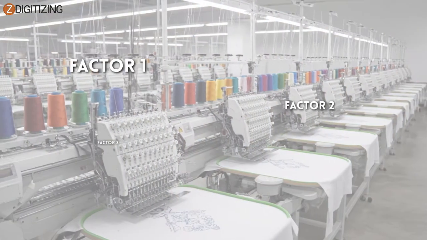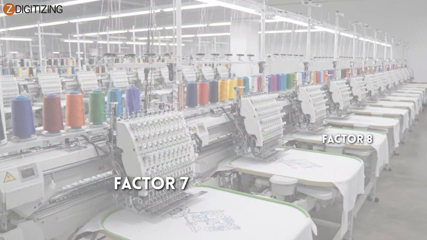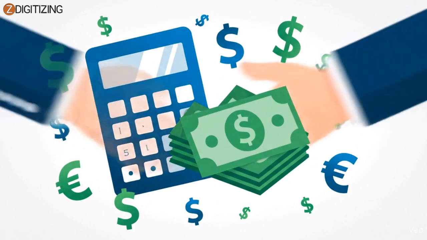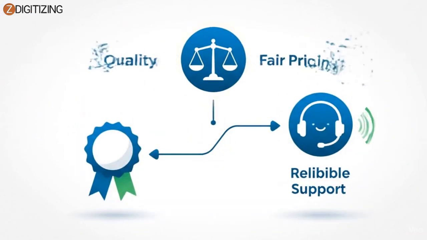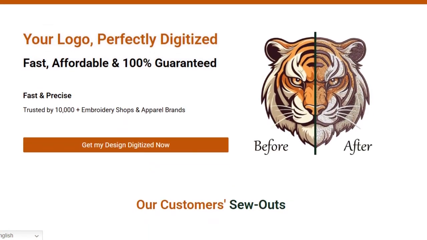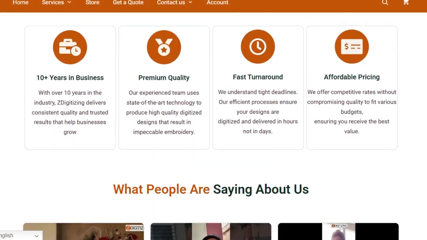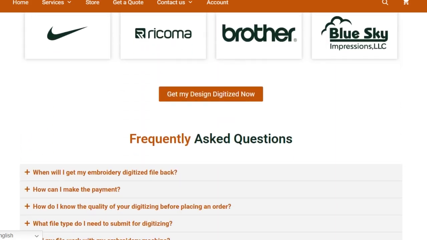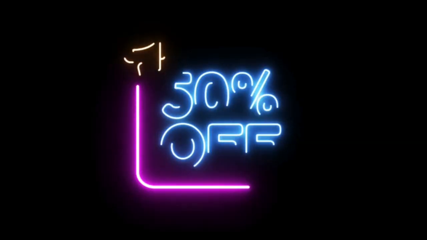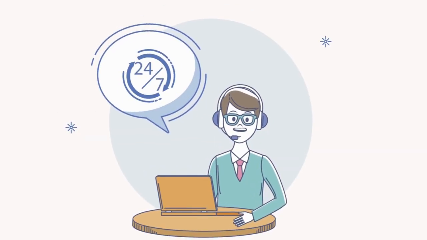So now you know all the main factors that affect the cost of digitizing services. But understanding cost is only half the story. The other half is finding a provider who gives you quality, fair pricing, and reliable support. That's where ZDigitizing makes all the difference. We provide clean, accurate, and machine-ready digitized files for all embroidery types. You get fast turnaround, 50% off your first order, support for all major file formats.